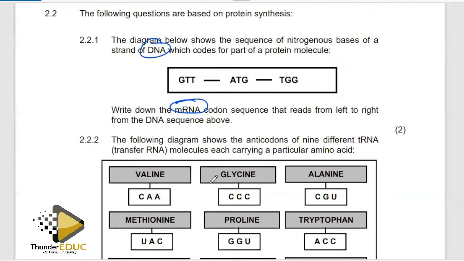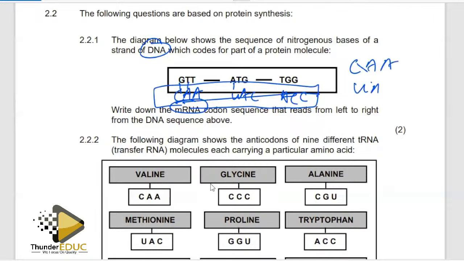Write down the messenger. So if they are asking you to write down the messenger, I'm going to have to come here and say G goes with C, and A goes with U. So here you're going to say U, A, C, and then here you're going to say A, C, C. So basically that is what you are supposed to write: C, A, and then U, A, C, and then A, C, C.